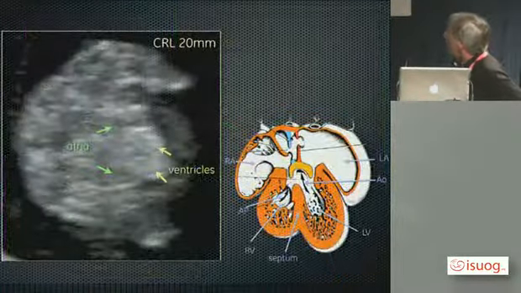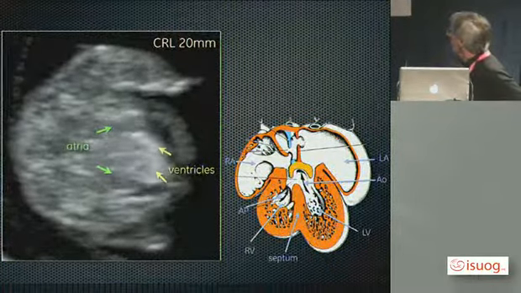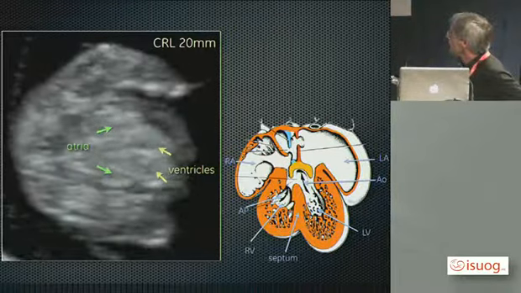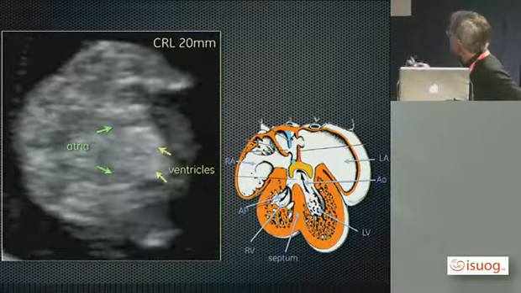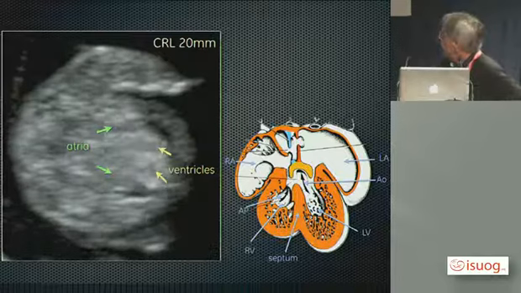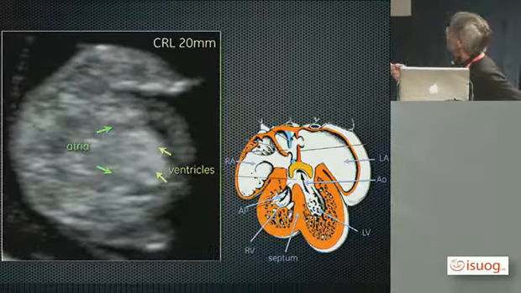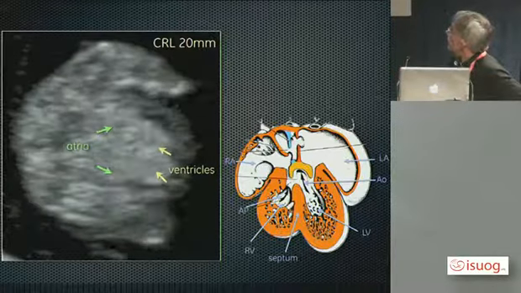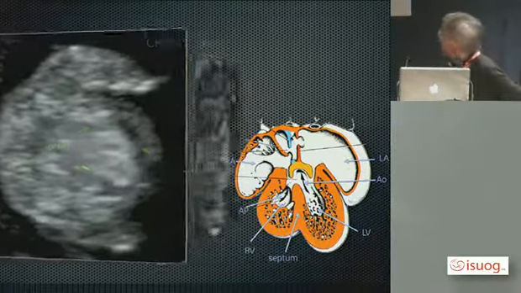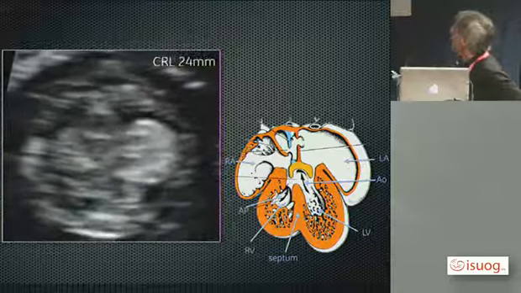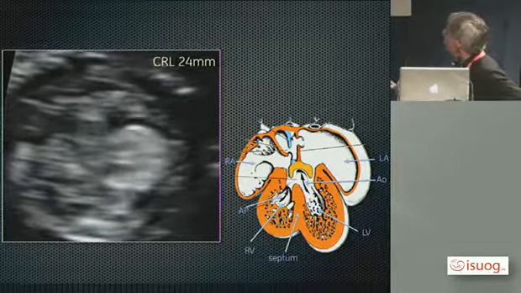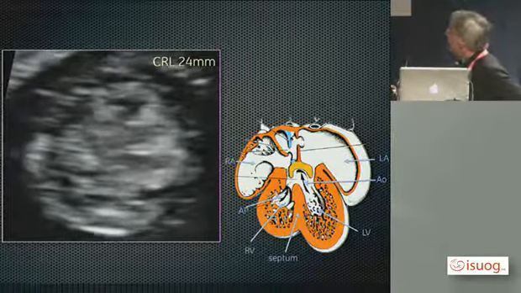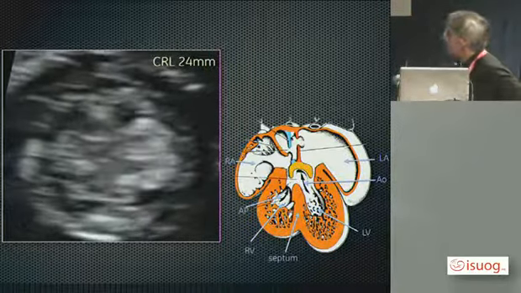And on the heart, we can compare this with the 2 ventricles here. The 2 atria, at this stage, the 2 atria are large here. And this one was 20 millimeters, that means it's 8 weeks and 5 days, and this one was 9 weeks and 2 days. You can see the 2 ventricles and the septum here. At this stage of pregnancy, 9 weeks, the heart is finished.